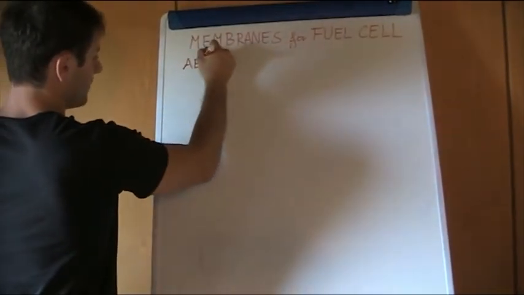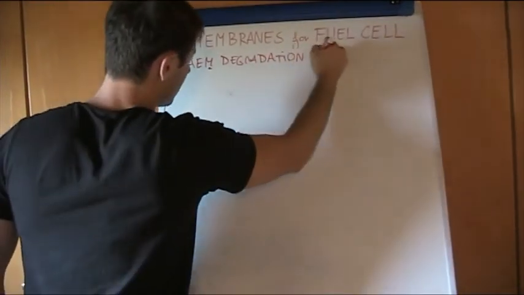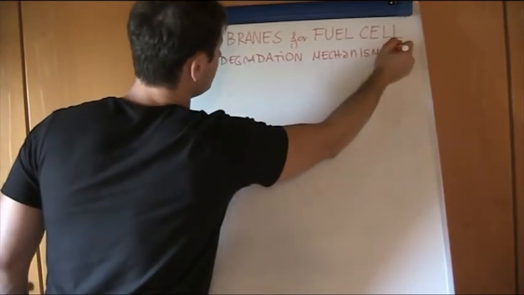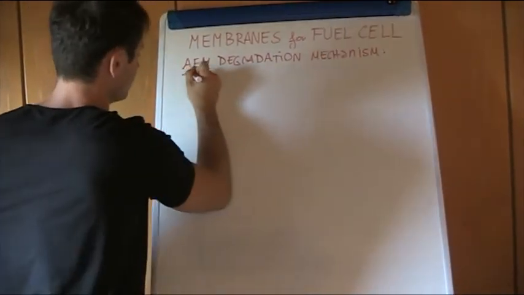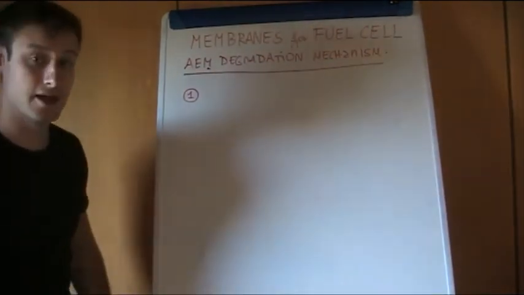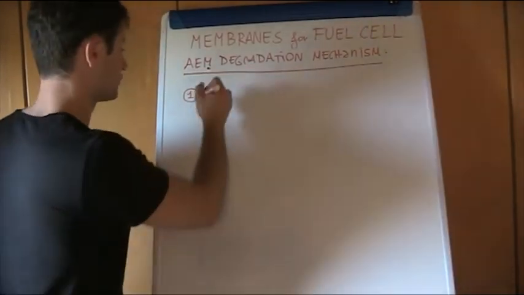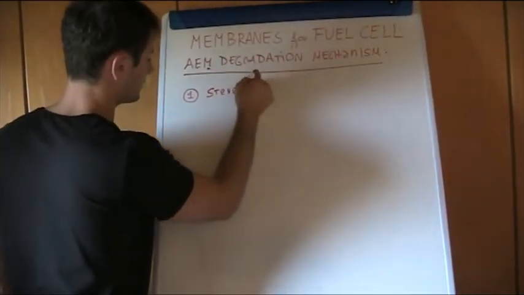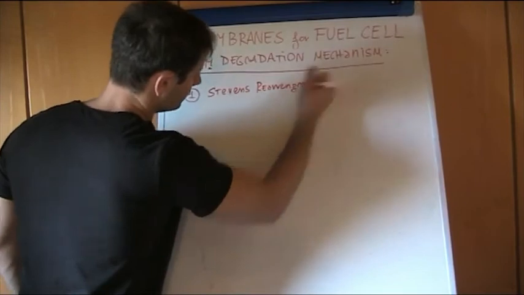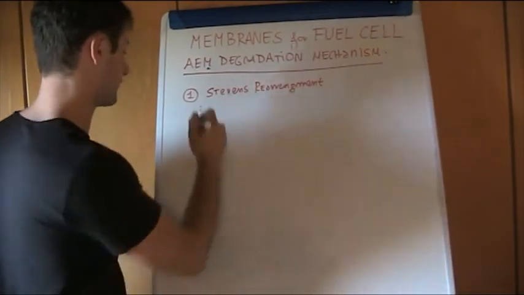Anion exchange membrane degradation mechanisms. The first one is basically the Stevens rearrangement. So the Stevens rearrangement involves basically the terminal group of our Nafion membrane, for instance.